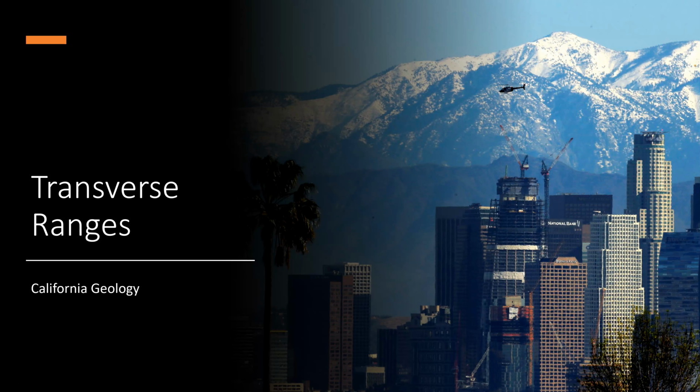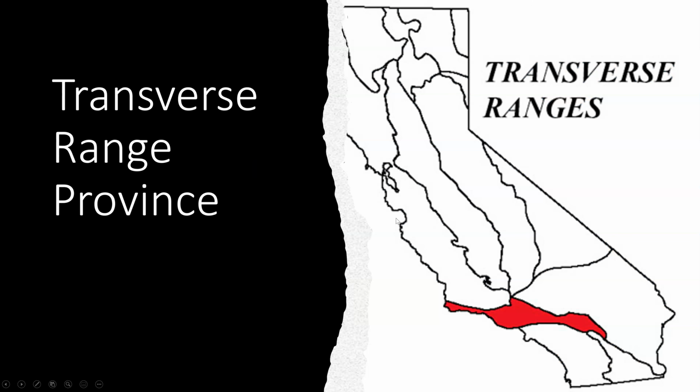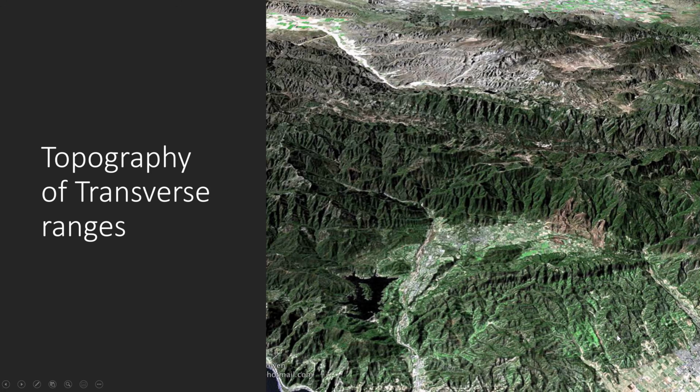Today in California Geology, we are talking about the Transverse Ranges. The Transverse Ranges is down just before you hit the LA basin. It is actually an east-west trending set of mountain ranges, and we're going to talk about why they do not trend north-south as with most of the other mountain ranges in California.